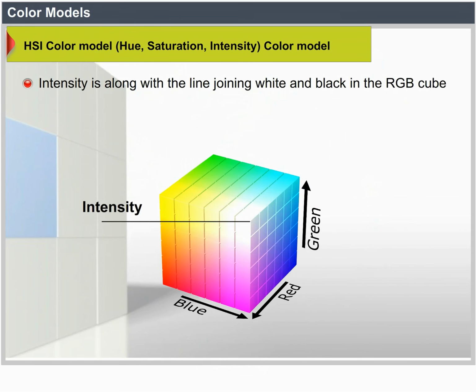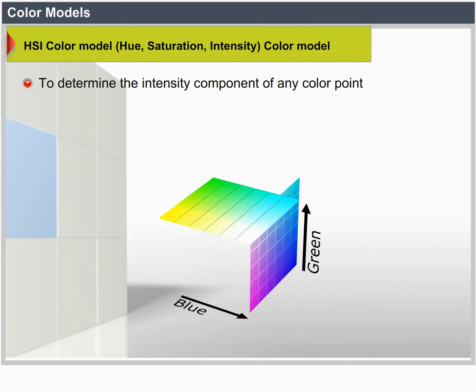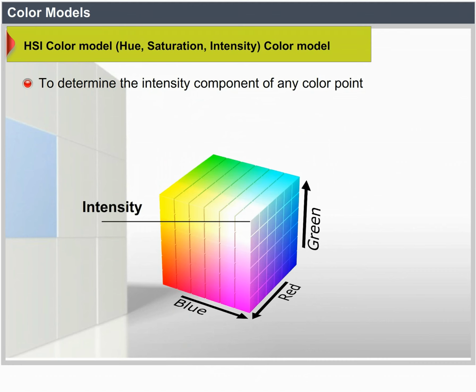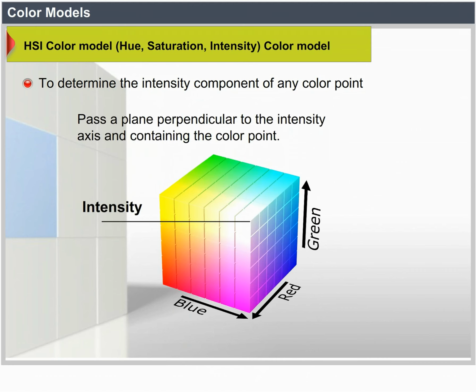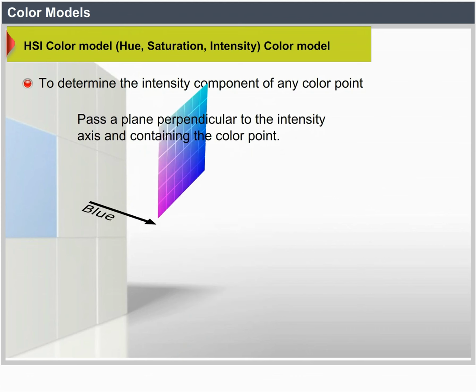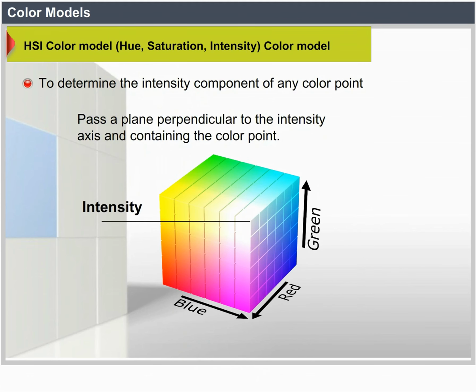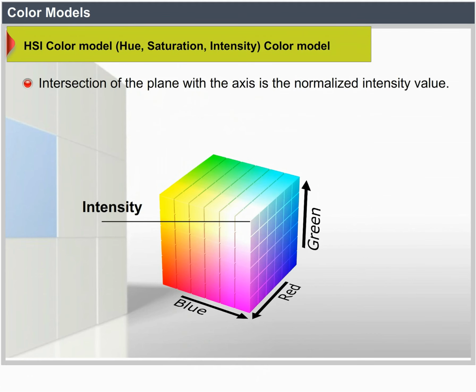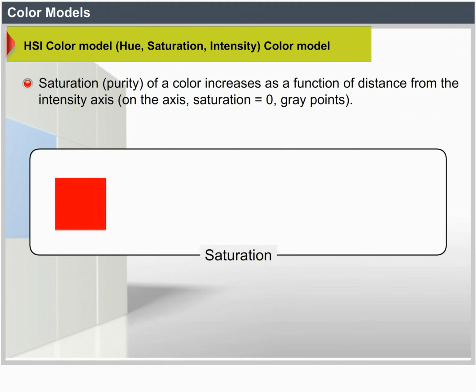Intensity is along the line joining white and black in the RGB cube. To determine the intensity component of any color point, pass a plane perpendicular to the intensity axis and containing the color point. The intersection of the plane with the axis is the normalized intensity value. Saturation, the purity of a color, increases as a function of distance from the intensity axis. On the axis, saturation equals 0, gray points.